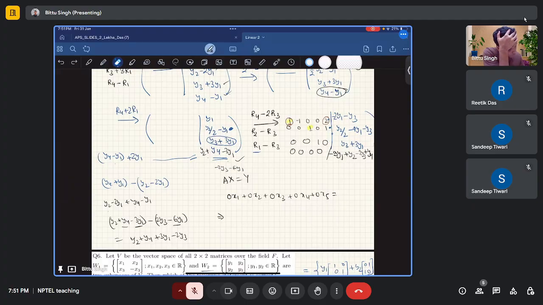Okay. So from here, comparing this, we obtain that minus 9Y1 plus Y2 minus 2Y3 plus Y4 is 0. From here, you can see 9Y1 is maybe Y2.